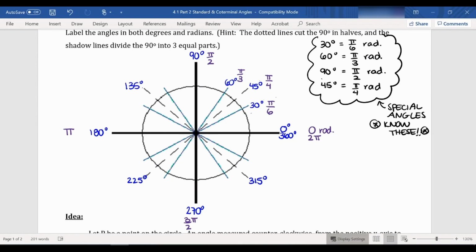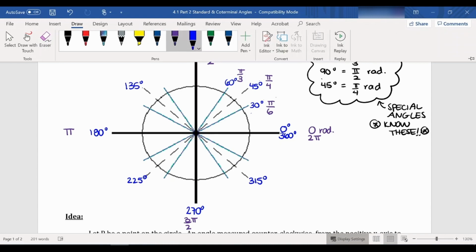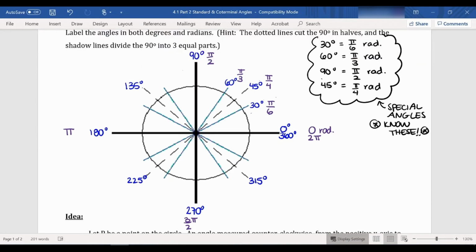Now, if 45 degrees is pi over 4 radians, for our radian measures we would add pi over 4 each time. So our first iteration was 45 degrees, or pi over 4. If I add another pi over 4, I would have 2 pi over 4, which gives me that pi over 2 at the top. If I add another pi over 4, I would get 3 pi over 4. Add another pi over 4, this would be 4 pi over 4.